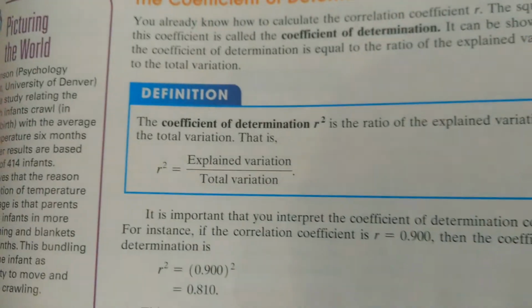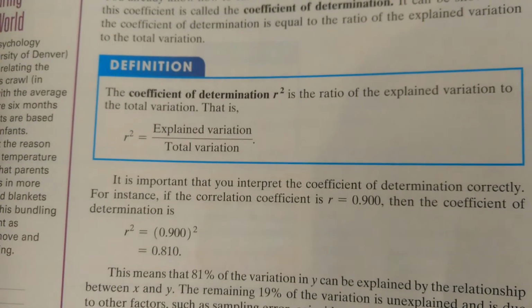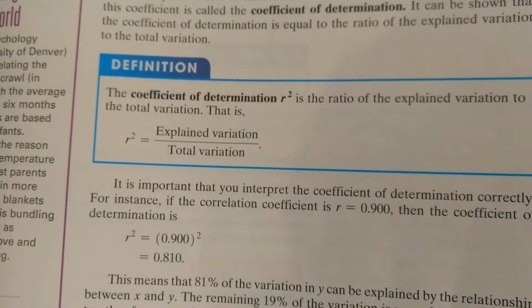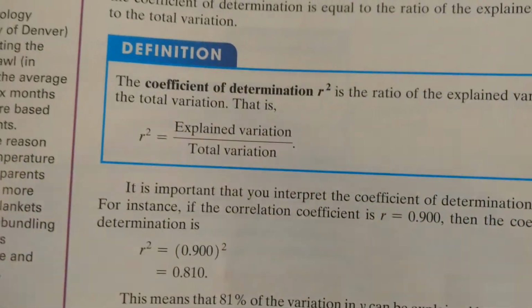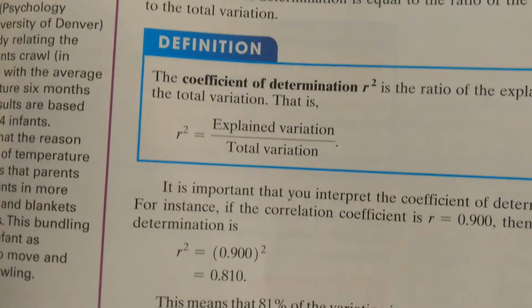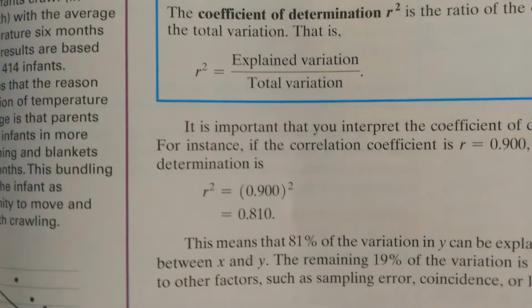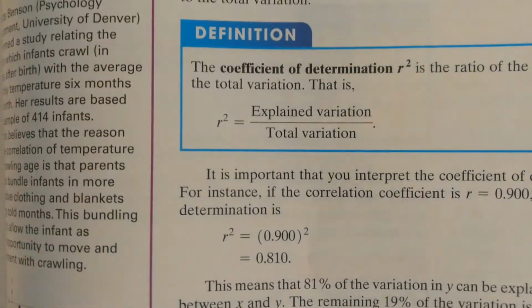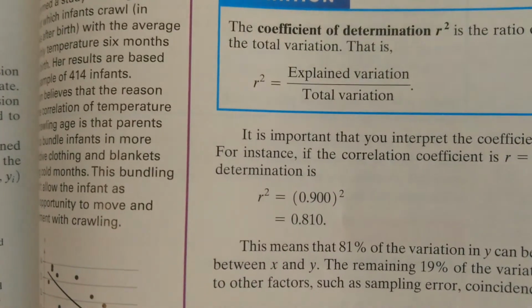What the coefficient of determination is, it explains the ratio of explained variation to the total variation. So what it does is it really tells us how much of the y is being explained by the x. The value for r squared is going to be somewhere between 0 and 1, 1 meaning 100%. So the higher your r squared value is, the better off you are.